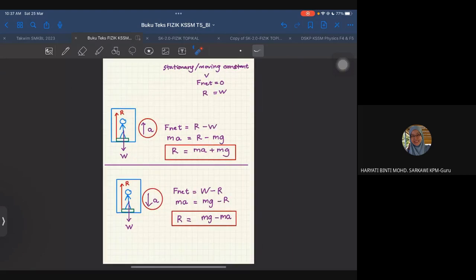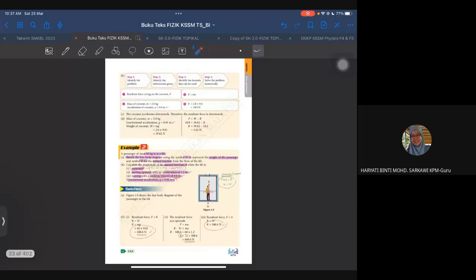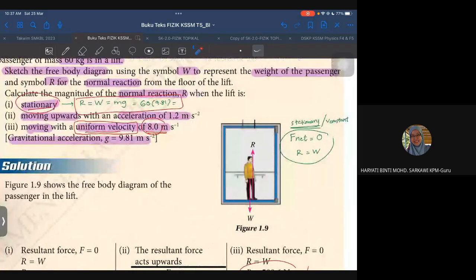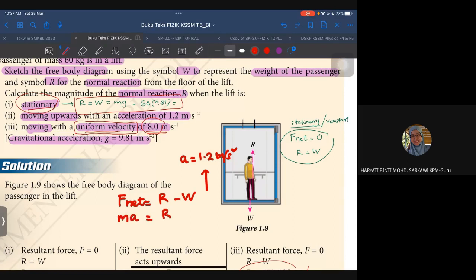Okay. Now, refer back to the question just now. Okay. So, moving upward with 1.2 meter per second. So, now moving upward, you label direction upward. So A equal 1.2 meter per second. Alright, so the formula now become, okay, right, F net moving up. So means that R bigger lah, minus W. Okay, so F net is equal to MA. You need to determine R. So W is MG. Masuk nilai.